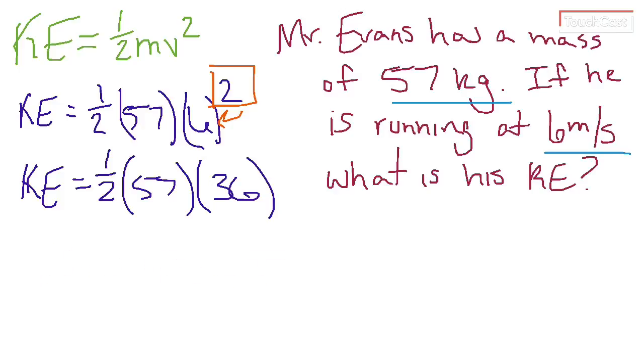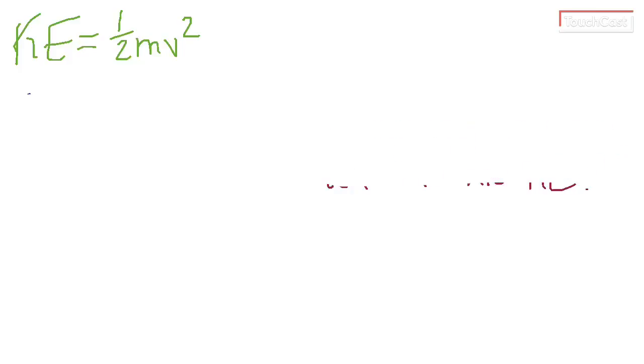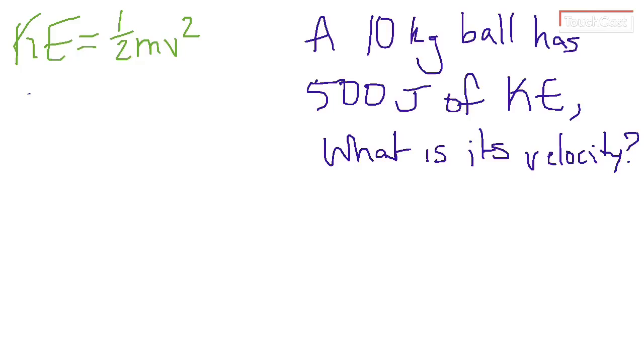Let's get another example in here, and this time we have to solve for velocity. I'm going to make a problem where I give you energy and mass, and we're solving for the other unknown. My new question: we have a 10 kilogram ball, which is a crazy heavy ball, so it must be a medicine ball, that has 500 joules of kinetic energy. What is its velocity?